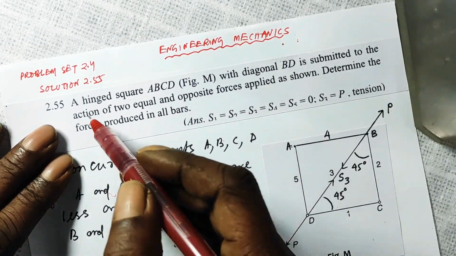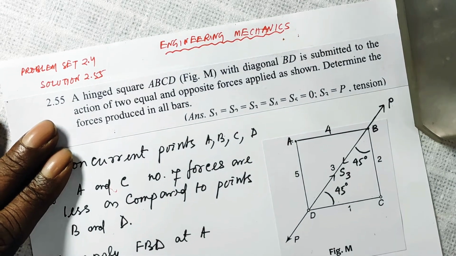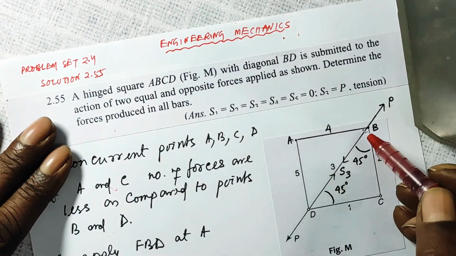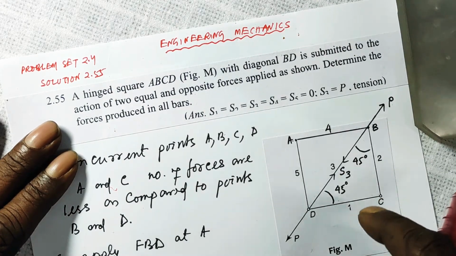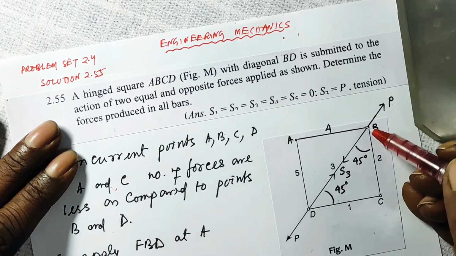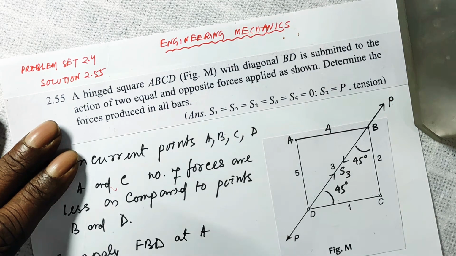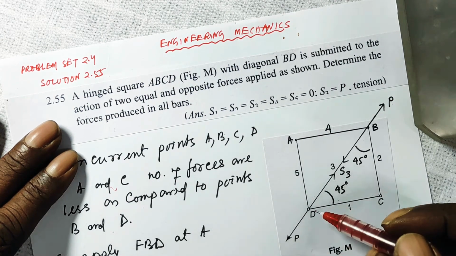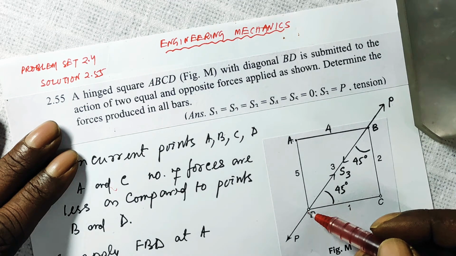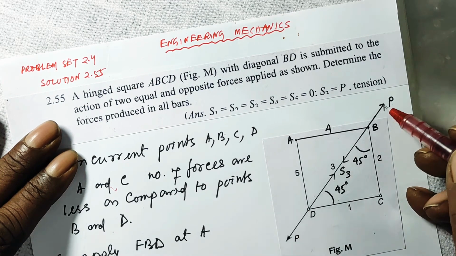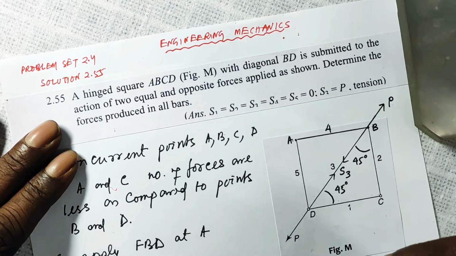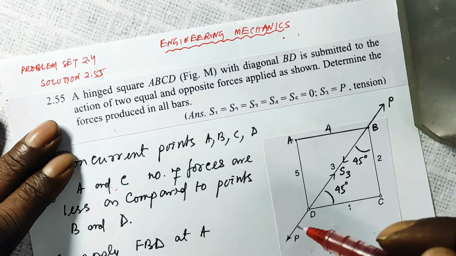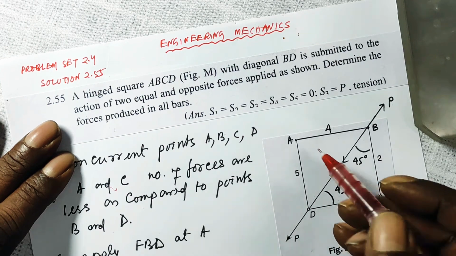A hinged square, A, B, C, D, A, in this figure with diagonal BD. BD is one of the diagonals. It is subjected to the action of two equal and opposite forces. Look at this point. Here is a force P. Here is a force P. They are equal and opposite in direction. Determine the forces produced in all bars.